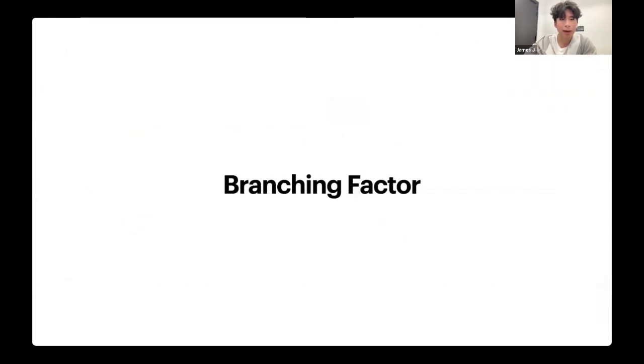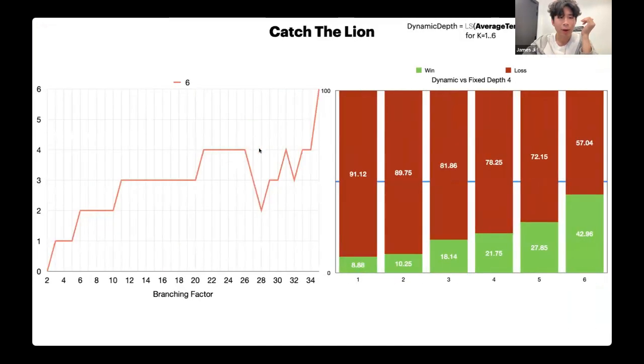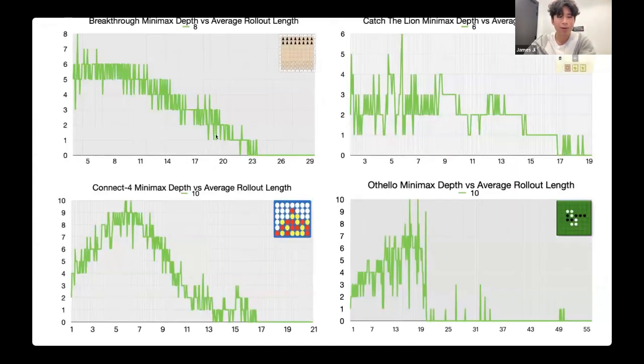If we go back a few slides to the turn number, you'll notice how this one kind of peaks in the middle, whereas this one decreases throughout the game. And it goes back to what I was saying earlier, which is rollout length is a better indicator of how the game is progressing than turn number, because not every game progresses at the same rate, right?